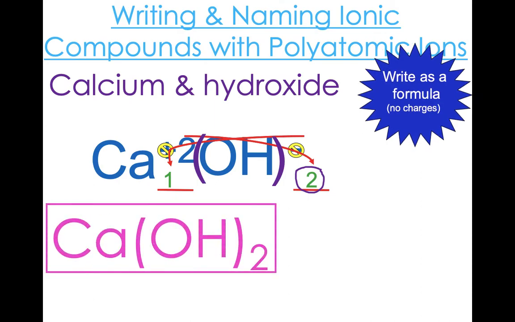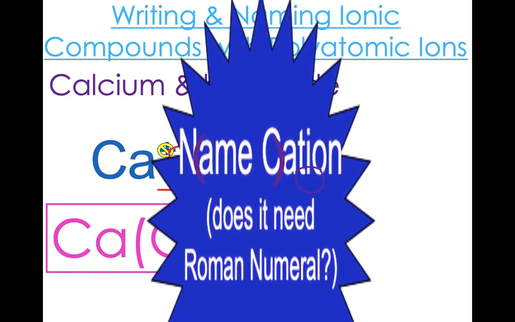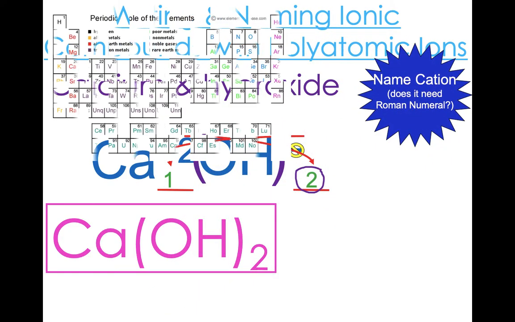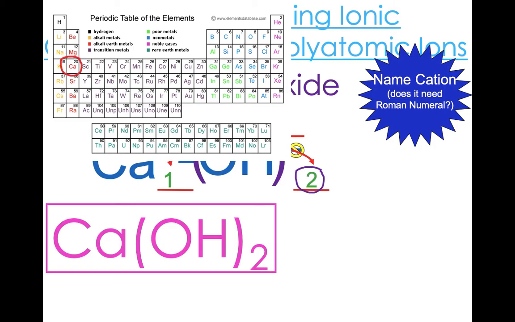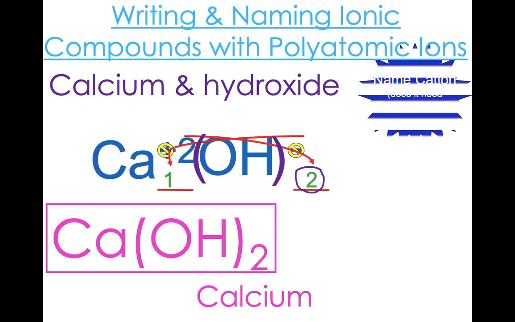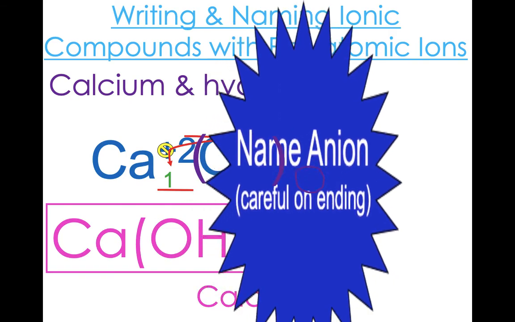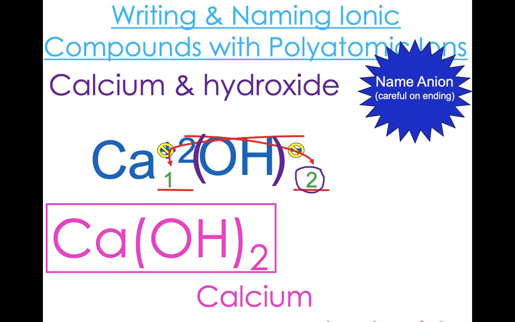We go to name it. We need to know, does our cation need a Roman numeral? Well, where is calcium located? Calcium's located in group 2. It's not part of our section that needs Roman numerals, so we are not going to give it a Roman numeral. It's simply named calcium. Then we name the anion, which is the OH-1, and that is the hydroxide ion, so it's called calcium hydroxide.